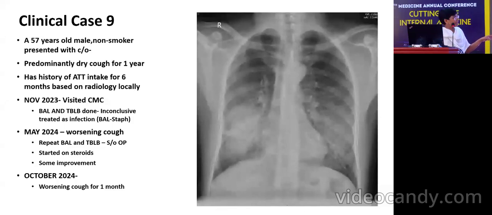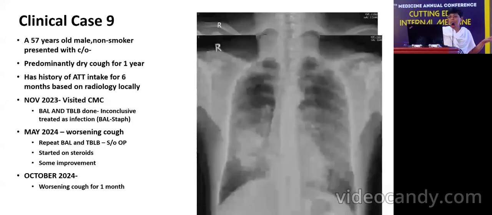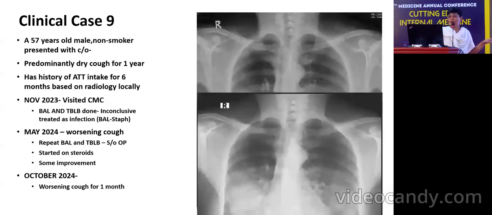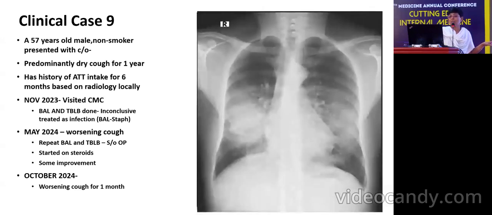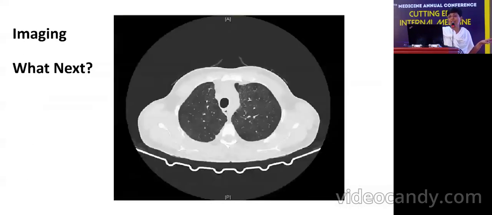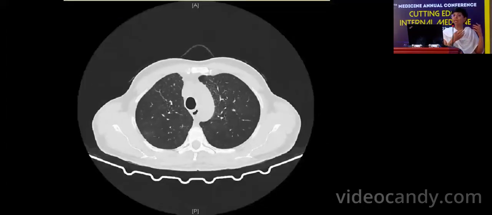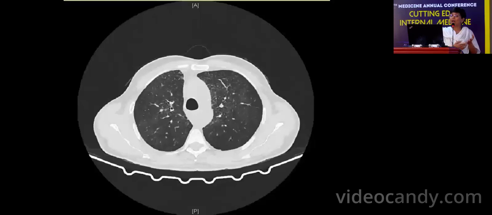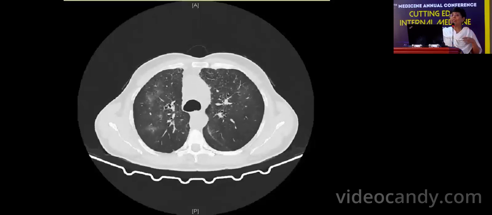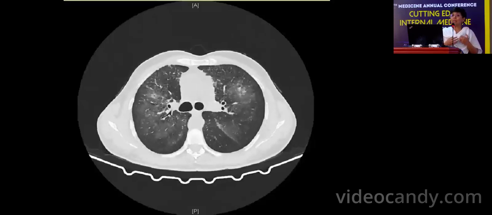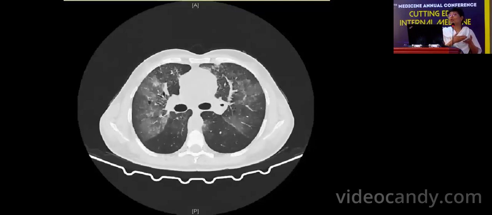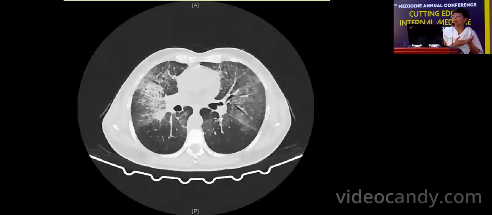So this is the X-ray from November 23. This is the X-ray from May 24, this is the X-ray from October 24, and this is an HRCT for this patient. So what should we do next? If there is a patient in whom we have done the biopsy twice, and the lesions are persisting and the patient is symptomatic, what is the next thing? I think we should go for a surgical or open lung biopsy.